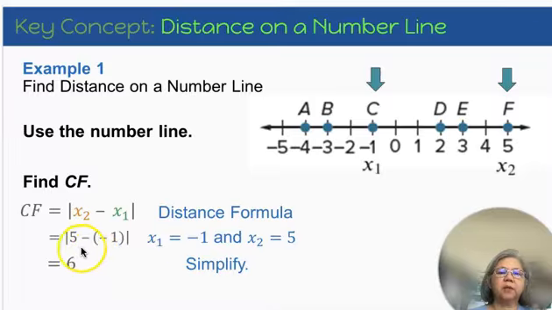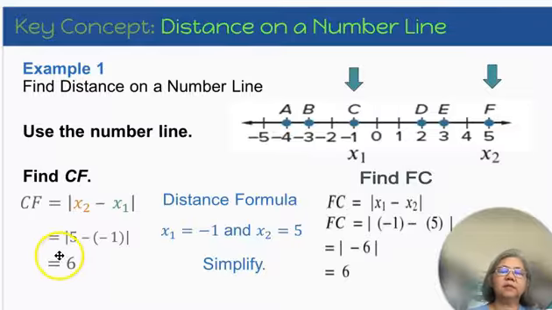Doing our algebra, 5 minus negative 1 means 5 plus 1, which gives you the absolute value of 6. And the absolute value of 6 is just 6. So that is how we simplify what we have.